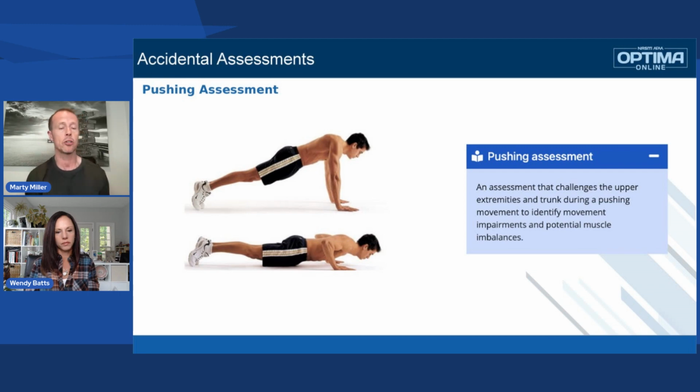A lot of people can try a push-up and you'll see them move from the bottom to the top. So they quote unquote did a push-up, but there can be a lot of things going on in there that's just not appropriate for them. So this is why I will always include some type of pushing assessment.